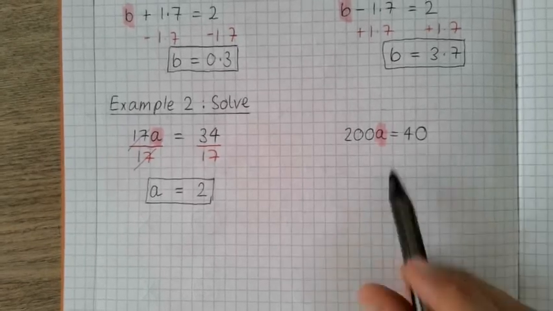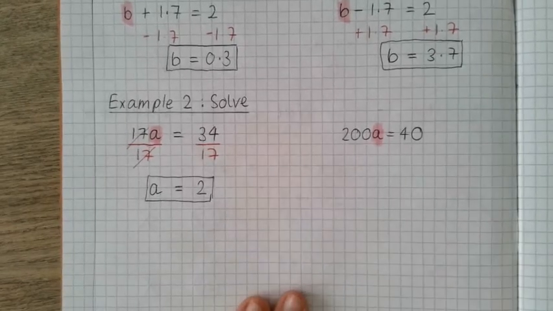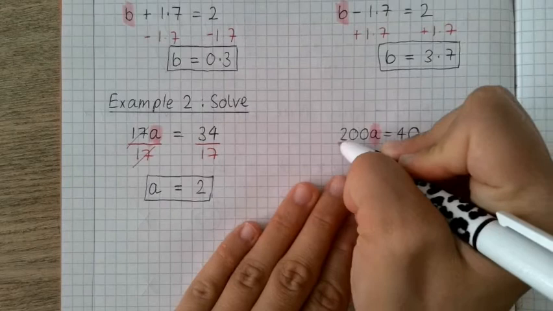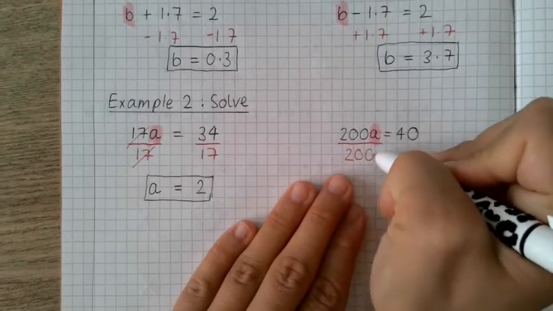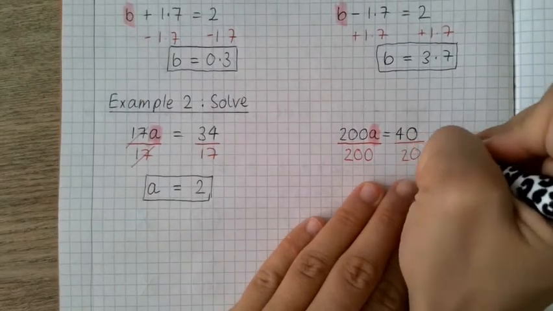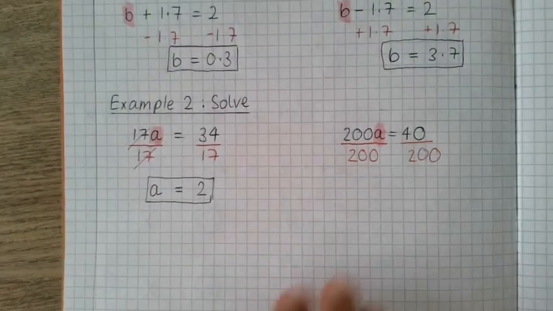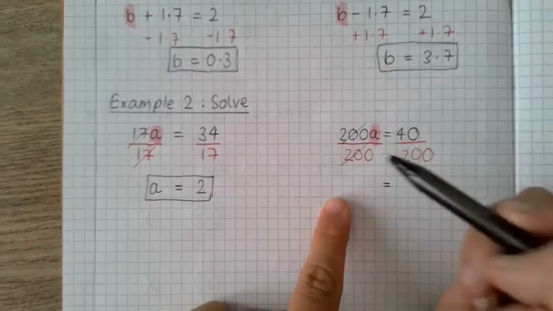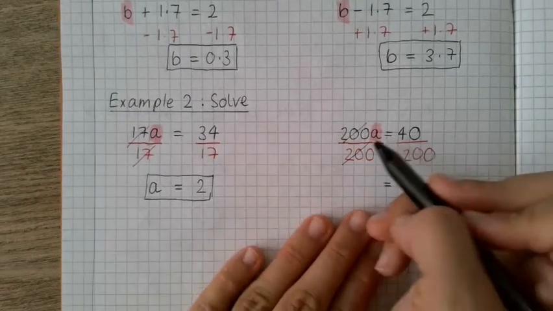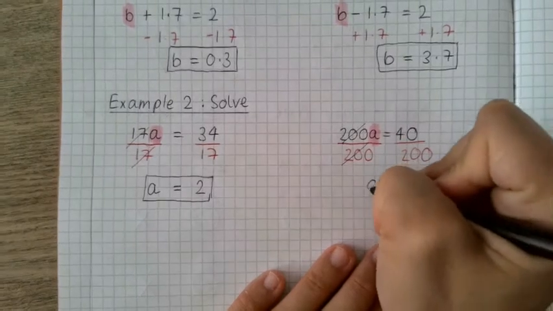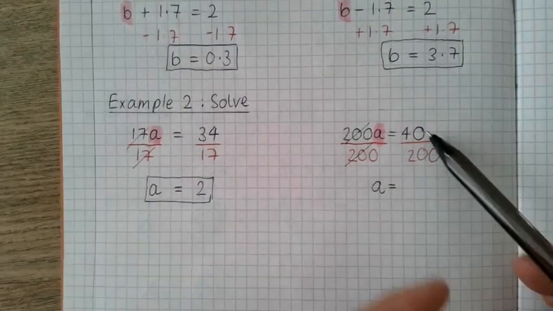The next one, a is being multiplied by 200. So to undo multiply by 200 and find a by itself, we have to divide by 200. That's the inverse of multiplying by 200. We must do it to both sides though, because this is the balance method. And on the left-hand side of our equation, our 200s will cancel, because times by 200, divide by 200, cancel each other out to give us just a. And over here we have 40 over 200.